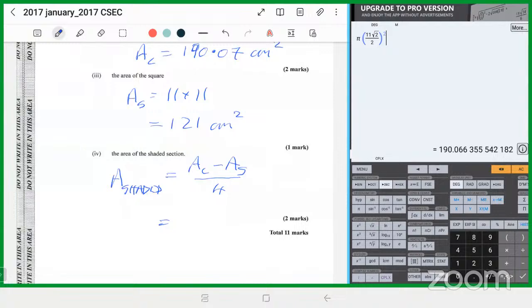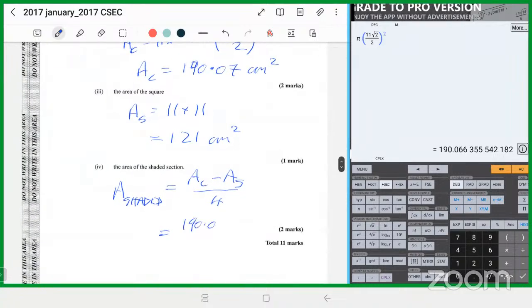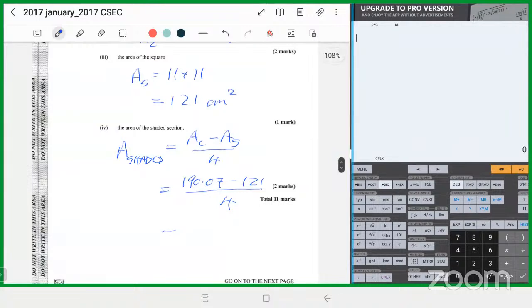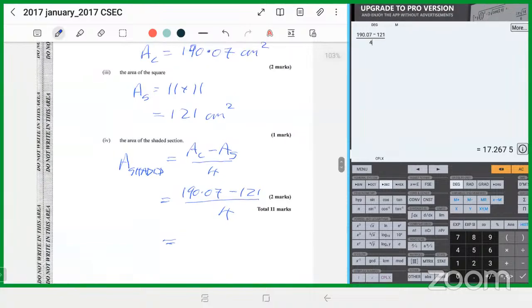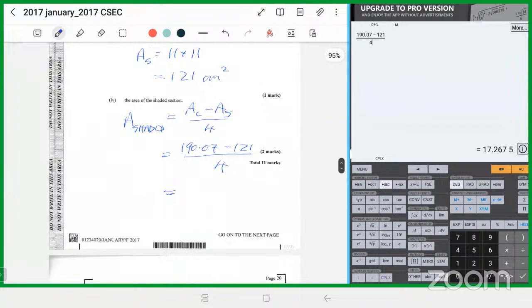So this becomes equal to the area of the circle, which was 190.07, minus 121, divided by 4. And there were 4 of them the same, so you only want 1. I'm going to give it to 2 decimal places again. So it's 17.27 centimeters squared. That is it. 17.27 centimeters squared. That is that. Next question.